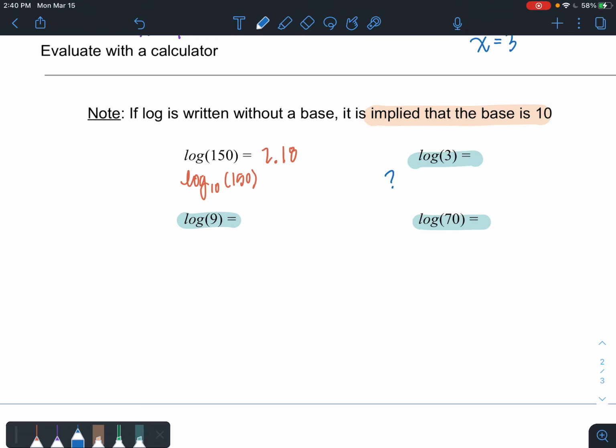For log of 3, you should have got 0.48 rounded to the nearest 10th or 100th. For log base 9, you should have got 0.95. And for log of 70, you should have got 1.85.